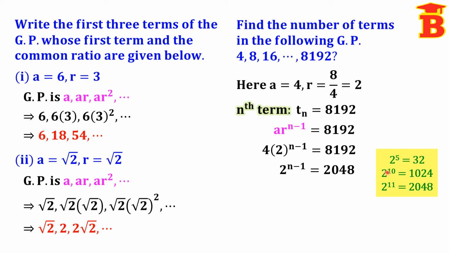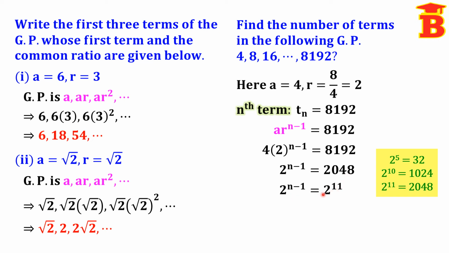And this we can write 2 power 11, because we know that 2 power 5 is 32. And so 2 power 10 is equal to 32 into 32, that is 1024. Next, just multiply by 2, we get 2 power 11 equal to 2048. So this right hand side can be taken as 2 power 11.